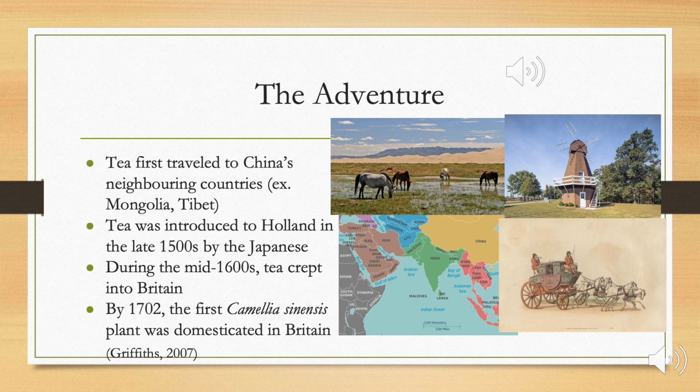It didn't move to Britain until the mid-1600s, and this was due to merchants bringing it back from their Asian trips. And then by 1702, the first Camellia sinensis plant was domesticated in Britain, and a live bush was brought back to plant.